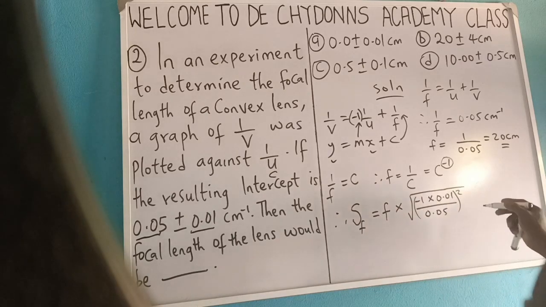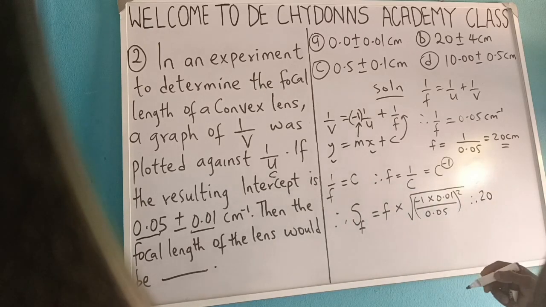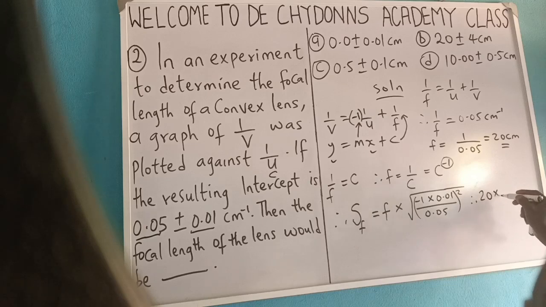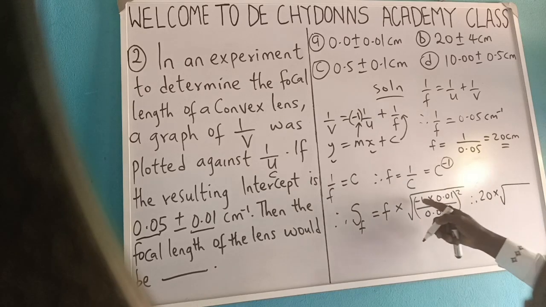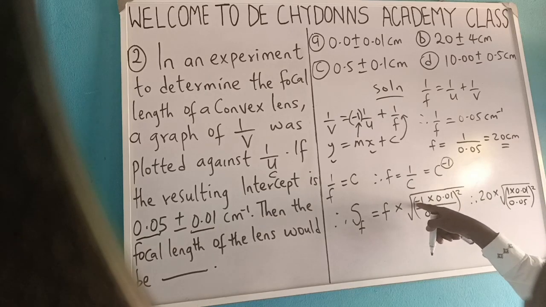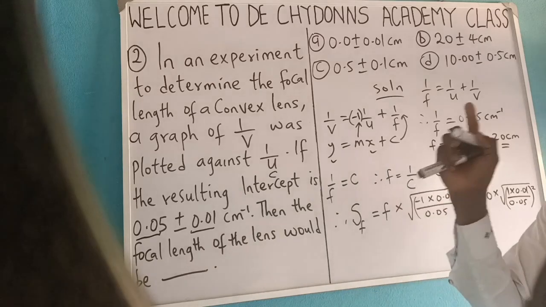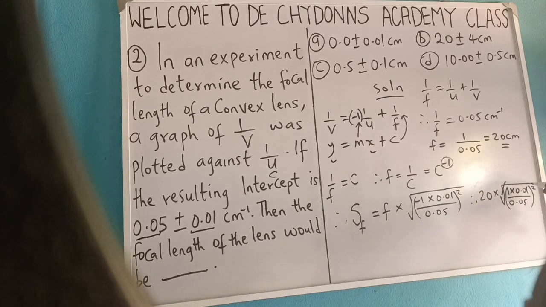So what we will be having here is f is what? 20, right? Times what? Square root of minus 1 squared is 1. 1 times 0.01 over 0.05 squared. With this power of 2, we have cleared this what? Minus. Because of the power of 2, minus 1 times minus 1 is 1. So this will take care of this.